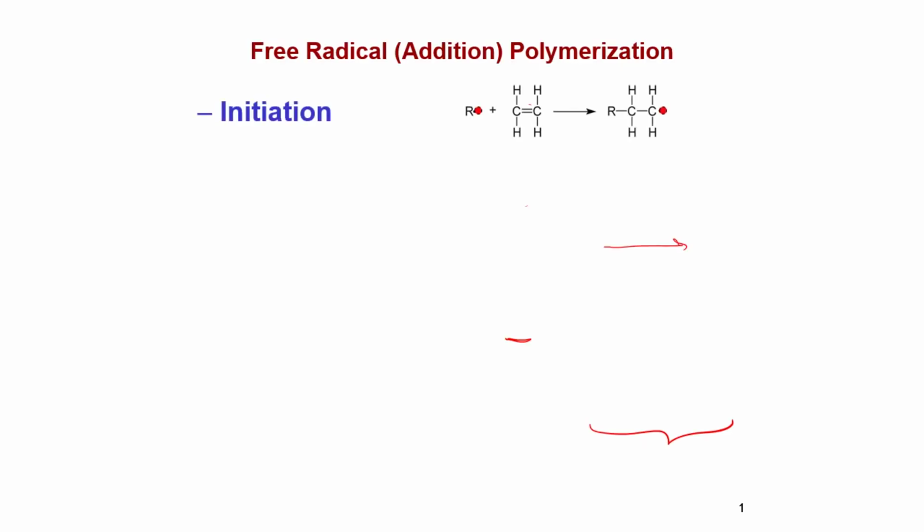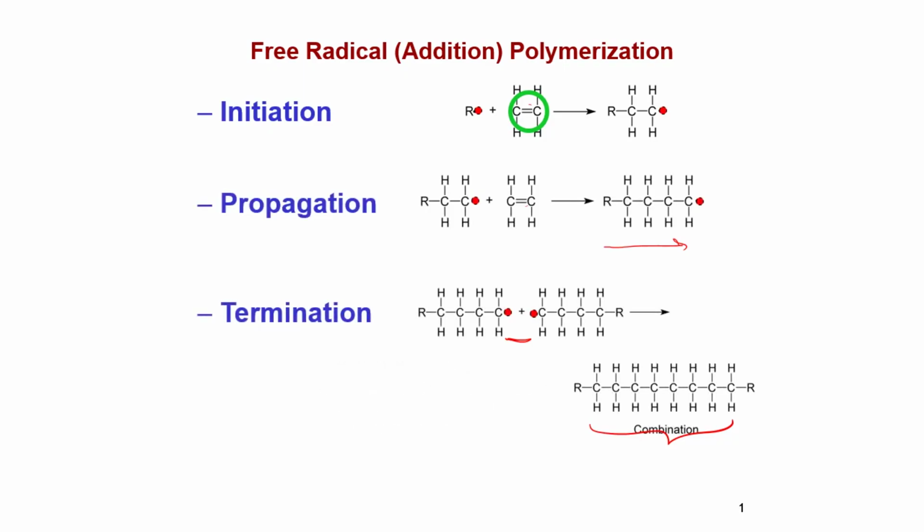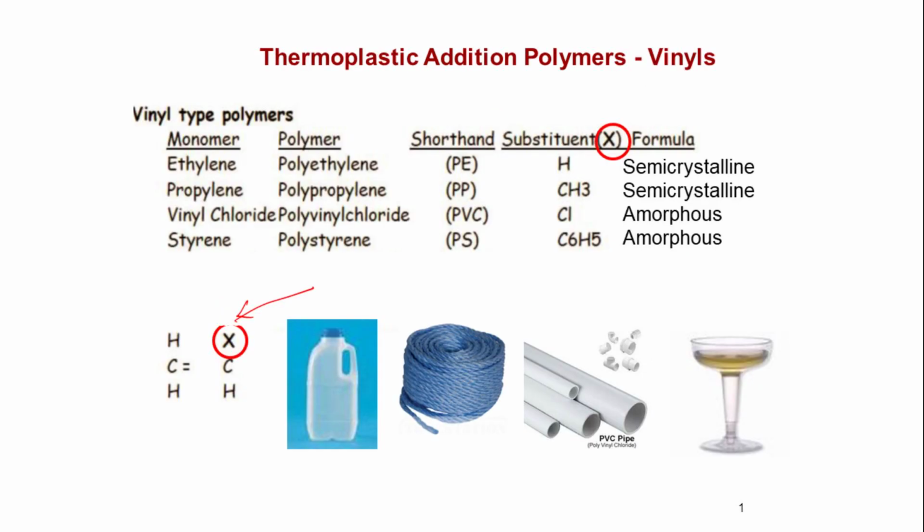Free radical polymerization involves 3 main steps: initiation, propagation, and termination. Each step plays a crucial role in forming the polymer chain. Let's examine these steps closely. Vinyl-type polymers, such as polyethylene and polyvinyl chloride, have distinct properties and applications. Understanding their chemical structure helps in identifying their uses in everyday products.